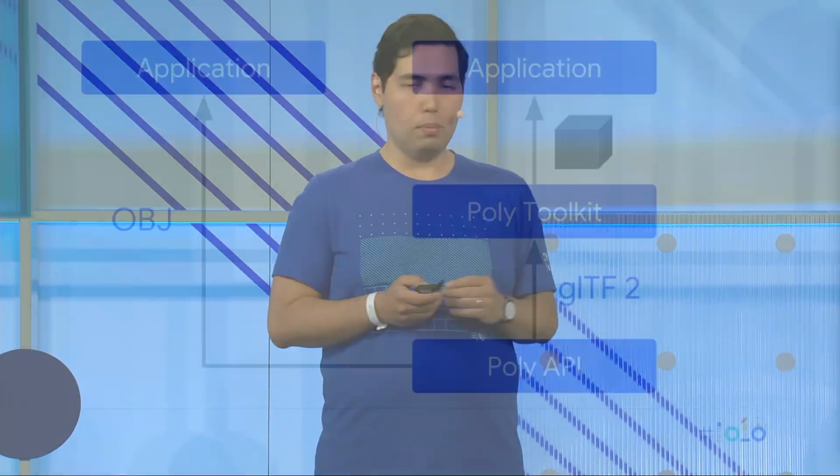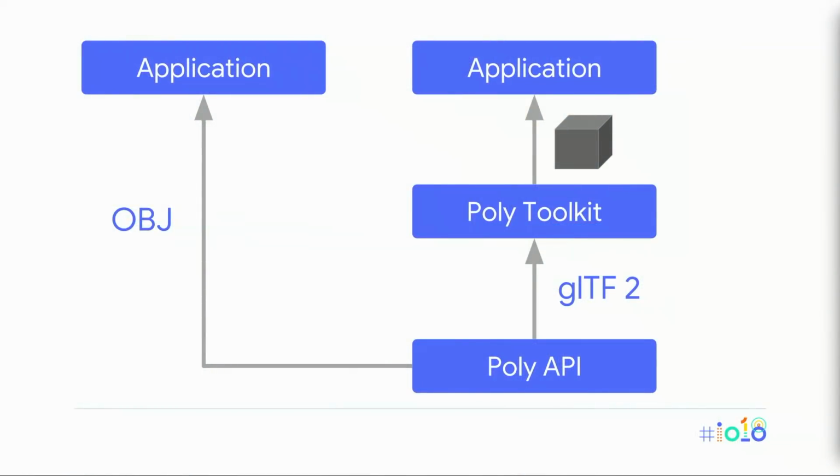So in practice, in the Poly API, we offer objects both in the OBJ format and in the GLTF2 format. If you're consuming the Poly API directly, you can choose which one you want. Poly Toolkit uses GLTF2 and imports that as Unity objects, doing everything automatically, including material mapping and material generation.